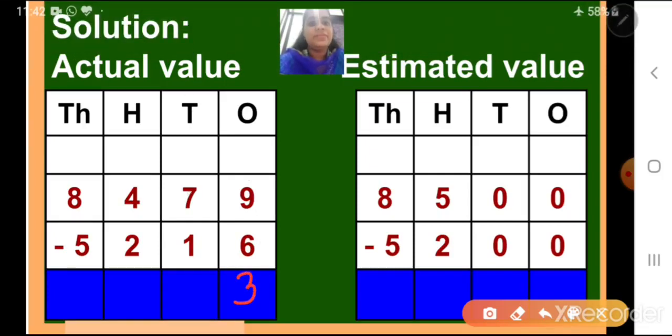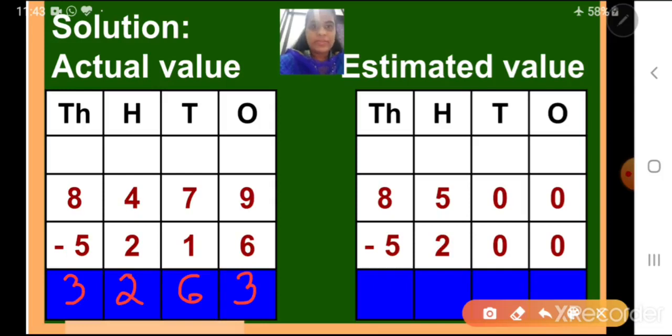Then at tens place we have 7 minus 1, which is 6. Then at hundreds place we have 4 minus 2, which is 2. And at thousands place we have 8 minus 5, which is 3. So children, the actual value, if you find the difference, is 3263.